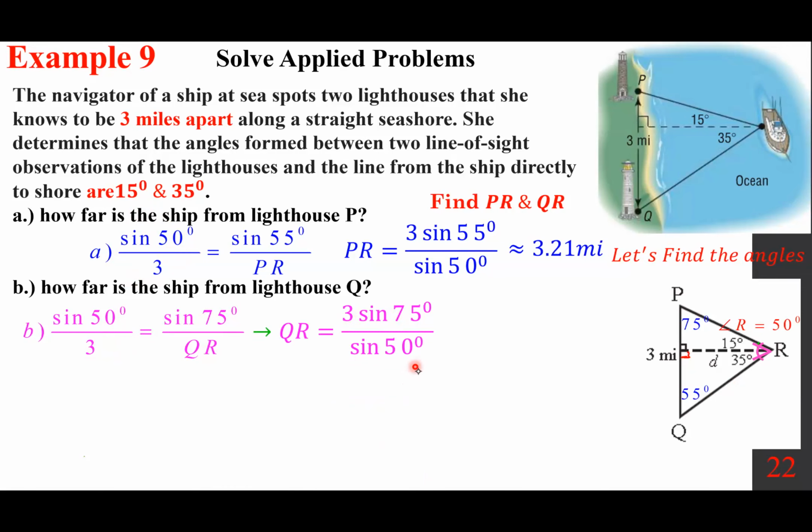By the way, when you use a calculator, make sure it's in degree mode, because we have a radian mode and a degree mode. It's in the proper mode. And you get 3.78 miles. So the distance the ship has from the lighthouse P is 3.21 miles. From the lighthouse Q is 3.78 miles, a little bit more.